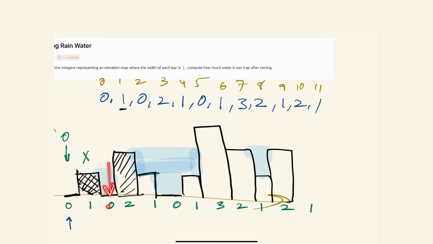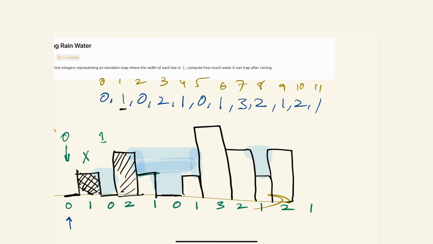Now jump on this 0. On this 0, left max will be 1, right will be 3. So between 1 and 3 the minimum value will be 1, okay. With this value minus height 0, it will be 1. So here the answer will be 1.